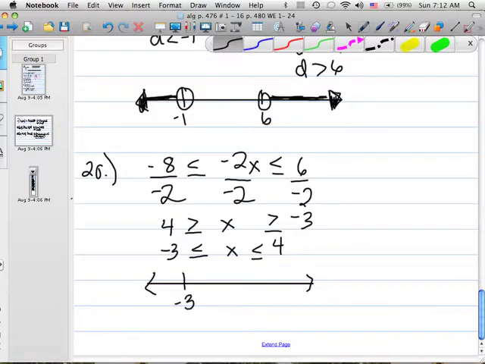So we have negative 3 and positive 4. And it's a closed circle at negative 3 and a closed circle at 4, shaded in between. And I could check that. For example, I could take zero, between those numbers. And if I take negative 2 times 0, I get 0. And negative 8 is less than 0, and 0 is less than 6, so it works.